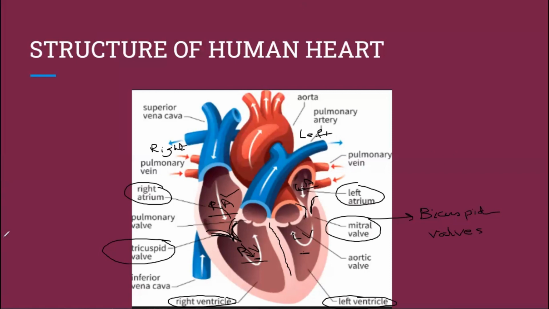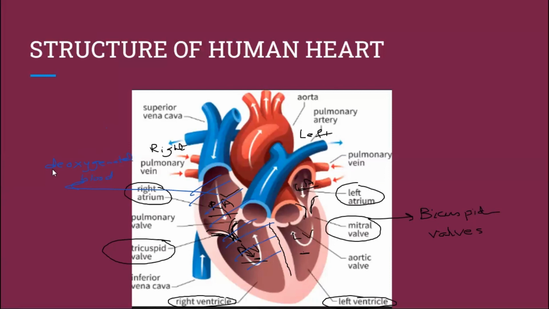Now, another fact about the heart is that our heart contains two different types of blood side by side, and they do not mix up with each other. So the right part, this part, contains deoxygenated blood. So what is deoxygenated blood? The blood which is rich in carbon dioxide. So this is the deoxygenated blood.